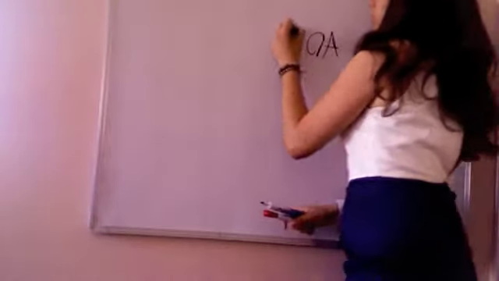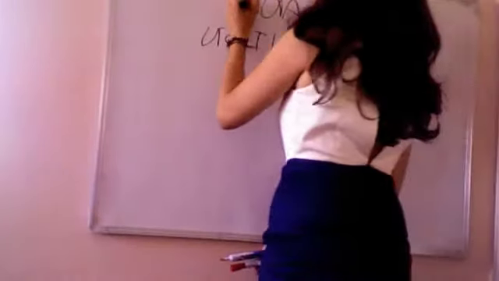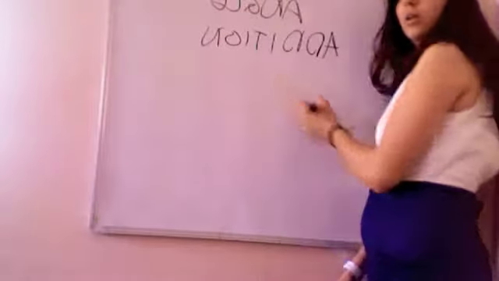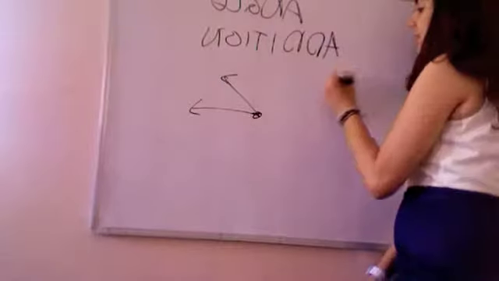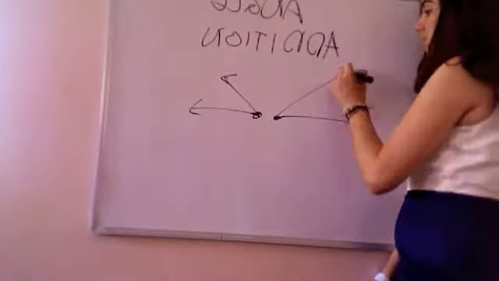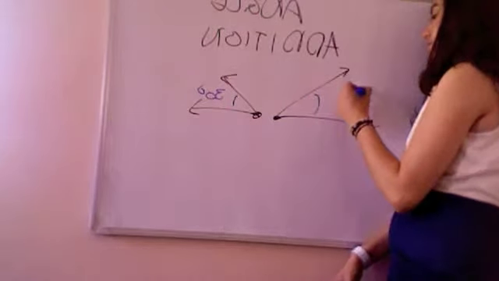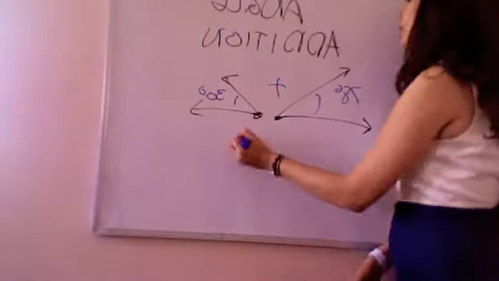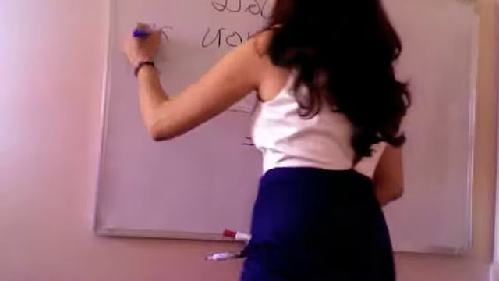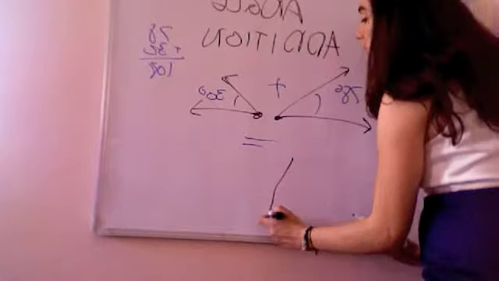Postulate number 4 is angle addition. So angle addition is, for example, let's take these two angles. We'll put this one 30 degrees and this one 78 degrees. Angle addition is when you add these two angles together to form 78 plus 30, 108 degrees, which would result in something that would look like this.